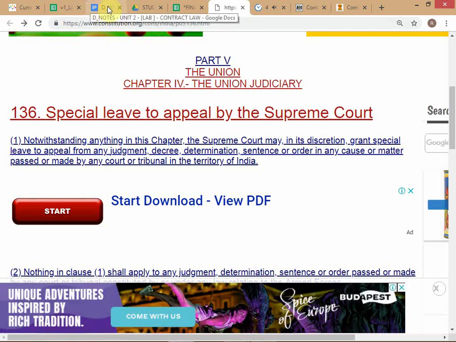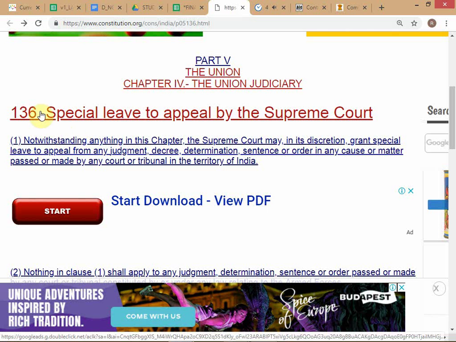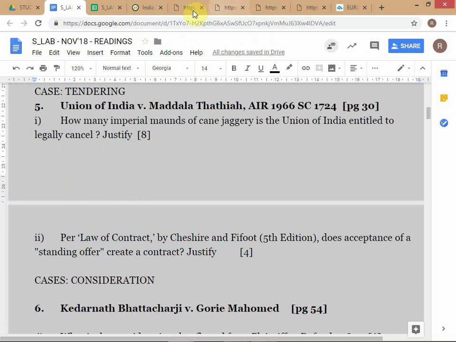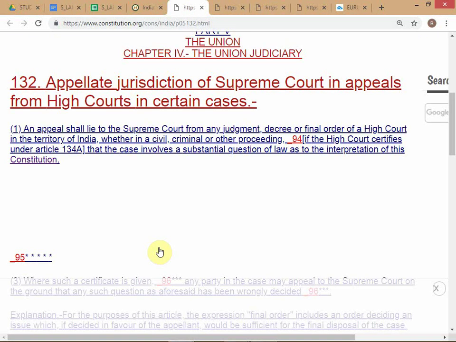So 136 we have already seen. We have seen the structure of this article, and we've learned about what is called a non-obstante clause. And then we see the others, 132, 133 and 134. A very simple structure. You start with 132, which is talking about appeals from decisions of high courts. Here there's a constant reference in 132, 133, 134 to if the High Court certifies under Article 134A.